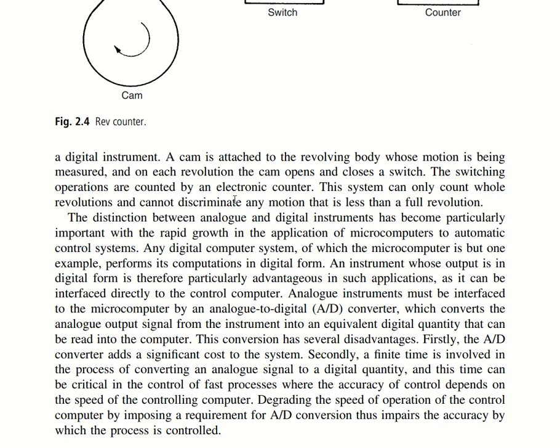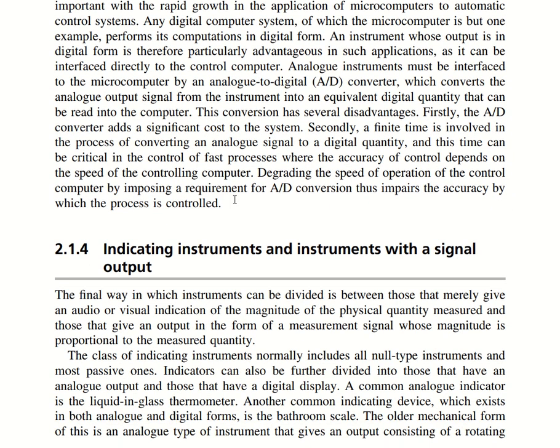Although this conversion has several disadvantages, it is an absolute necessity for analog devices. So firstly, the A to D converter adds significant cost to the system. Secondly, finite time is involved in the process of converting an analog signal to a digital quantity, and this time can be critical to the control of fast processes, where the accuracy of control depends on the speed of the controlling computer. Degrading the speed of operation of the control computer by imposing the requirement for A to D conversion thus impairs the accuracy with which the process is being controlled.